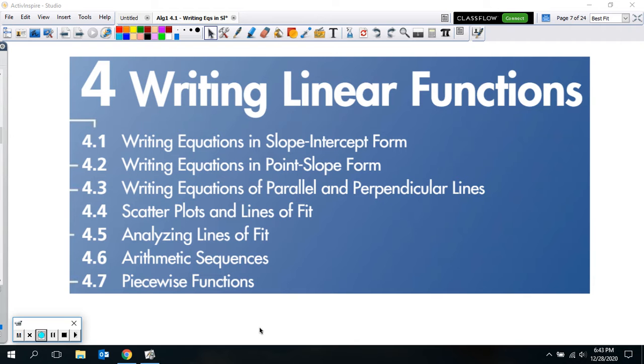Well, welcome back, Algebra 1 students. We're here with Big Ideas Curriculum, Chapter 4. Writing linear functions is Chapter 4. And as you can see, we have 7 sections in Chapter 4.